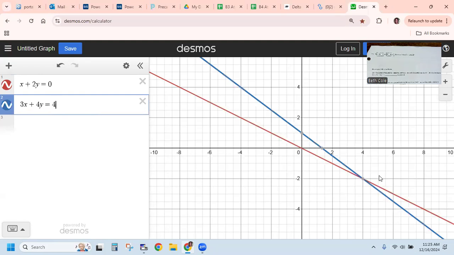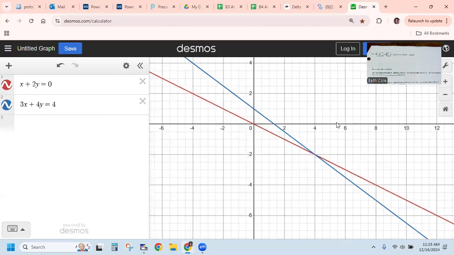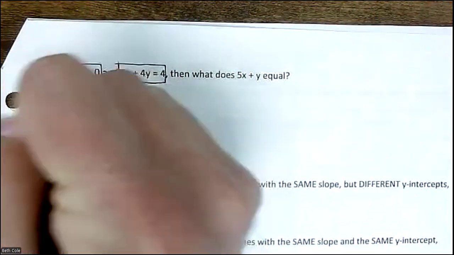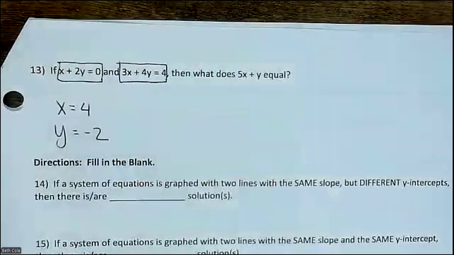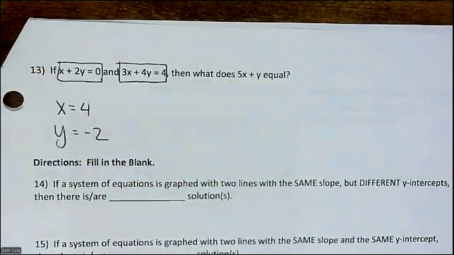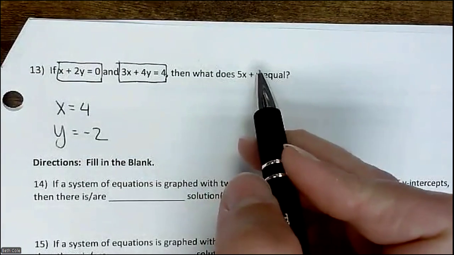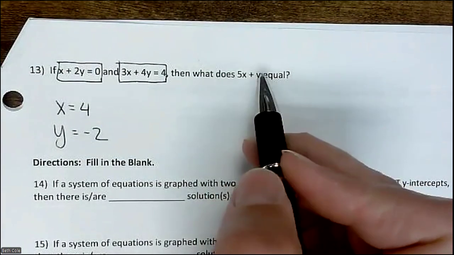All right, I'm going to click on the intersection. What do we get? 4, negative 2. All right, so on the paper, I'm going to write X equals 4, Y equals negative 2. The reason I didn't write it as an ordered pair is because I'm getting asked another question. It's not the final answer. I have to actually do something else.